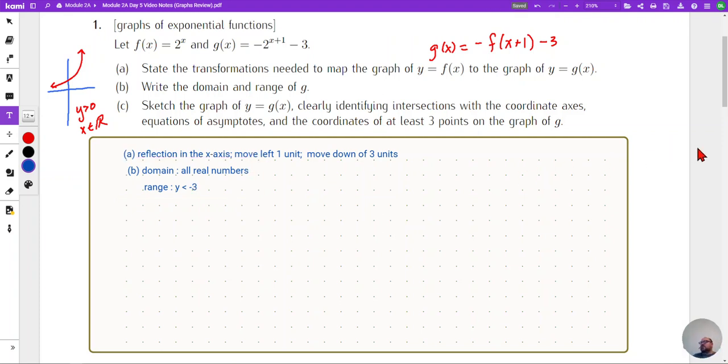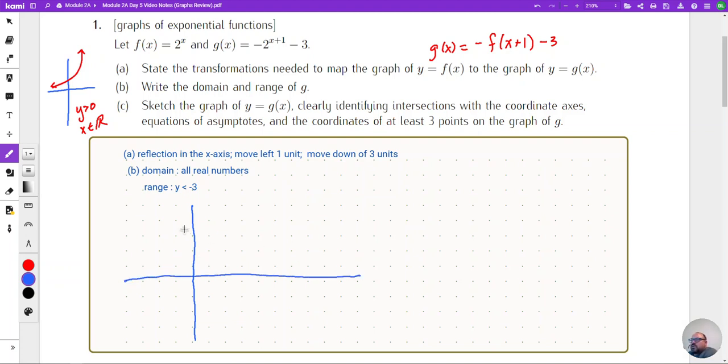Okay, so let's go ahead and sketch this graph and identify intersections with the coordinate axes, as well as equations of asymptotes and the coordinates of at least 3 points on the graph of g. So we'll come in and let's just draw a set of axes. So here is a set of axes, and I can come over and I can say that's my y-axis. Here's my x-axis.